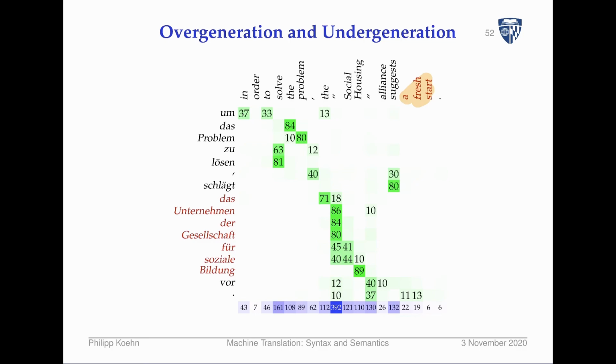So in order to solve the problem, the social housing alliance suggests a fresh start. A fresh start actually doesn't get translated. What happens instead is that it goes a bit confused here, where it really should just translate social housing, which it didn't even translate in any accurate way. At least the word social is here, but building is education, not housing. And then it produces all these, the enterprise of the society for social education. None of this has anything to do with the input. So this is what happens in translation.